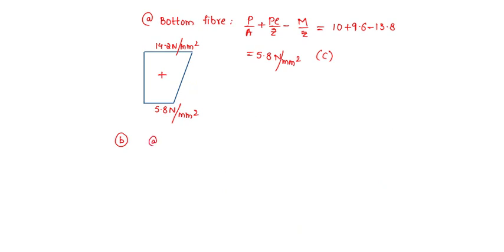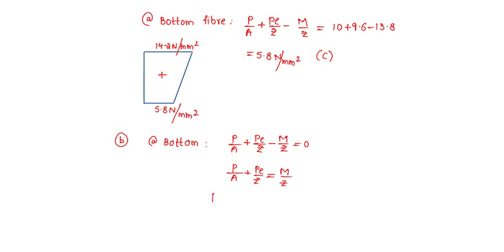Stresses at bottom will be P by A plus PE by Z minus M by Z. So stress at bottom should be 0. Then P by A plus PE by Z will be equal to M by Z.